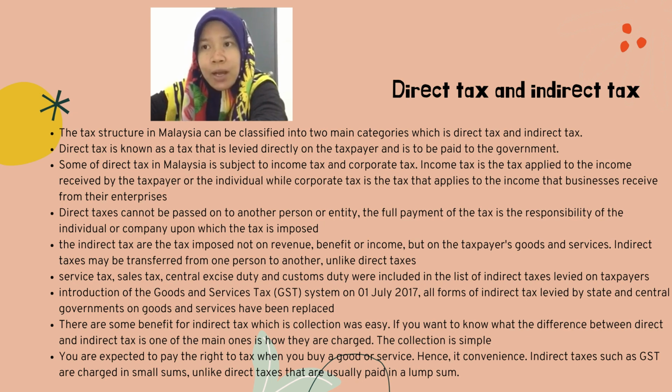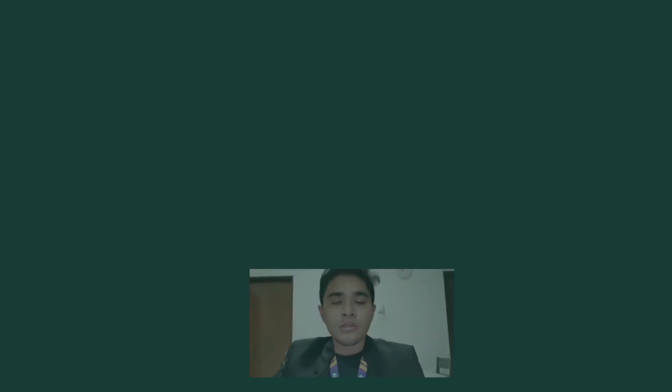If you want to know the difference between direct and indirect tax, the main thing is how they are charged. The collection is simple. There is no paperwork or complicated process involved in paying indirect tax, unlike direct tax. You are expected to pay the tax when you are buying the goods or services. A small amount of GST is already included in the price when you buy goods or services, and this makes the purchase more convenient for the taxpayer.